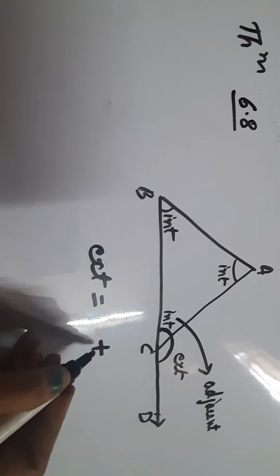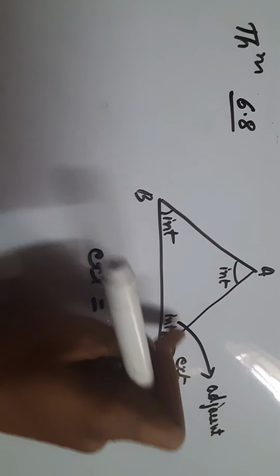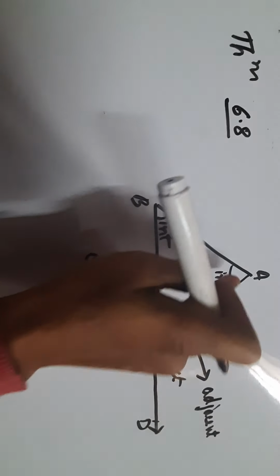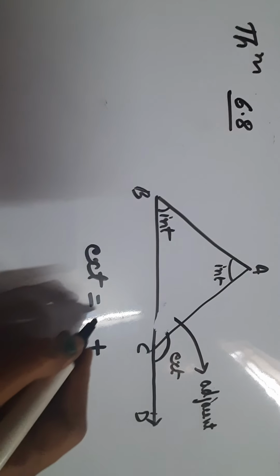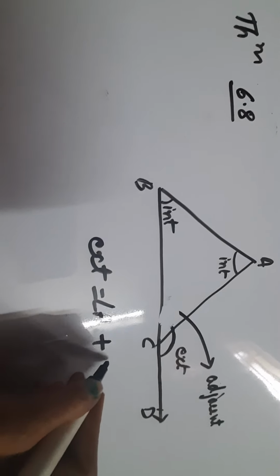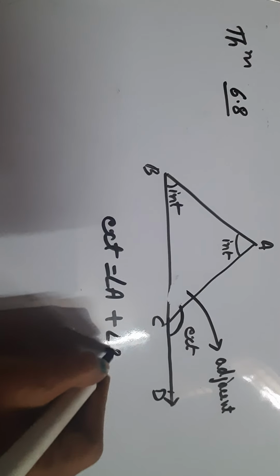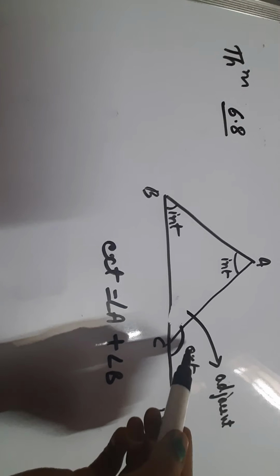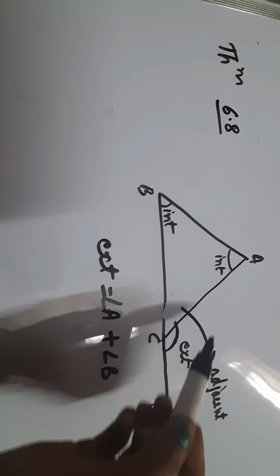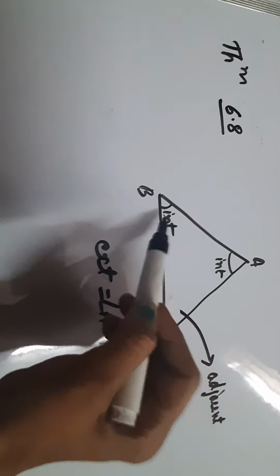तो हमें यहाँ कौन से लेने हैं? अपोजिट लेने हैं. साथ वाले को छोड़ देंगे तो उसका अपोजिट कौन सा हो जाएगा? Means angle A and angle B. Angle A plus angle B. So this is your theorem 6.8. That means exterior angle is equal to the sum of opposite interior angles.